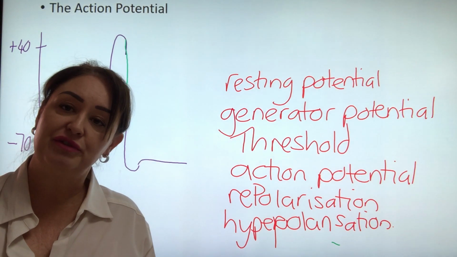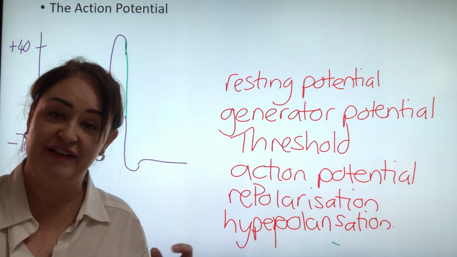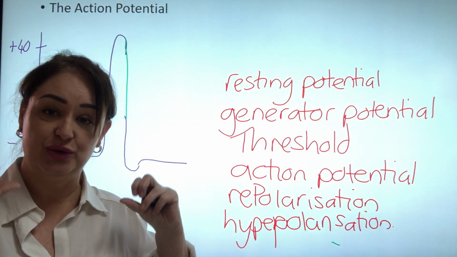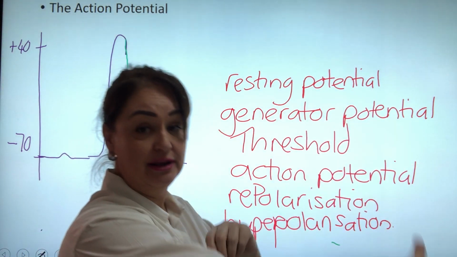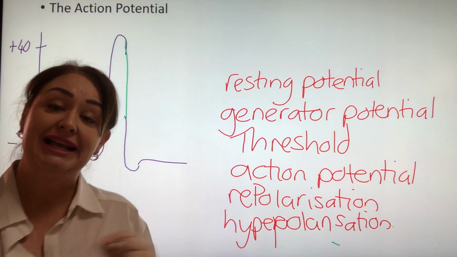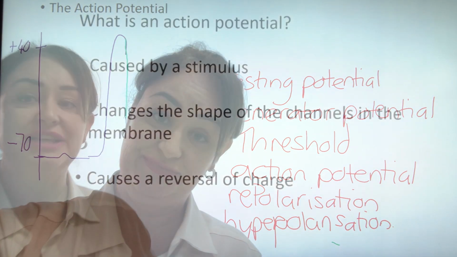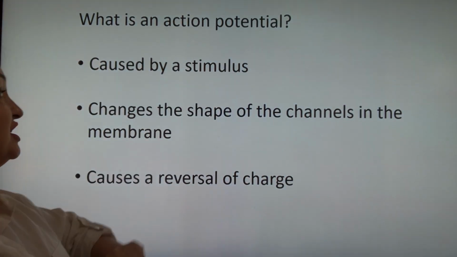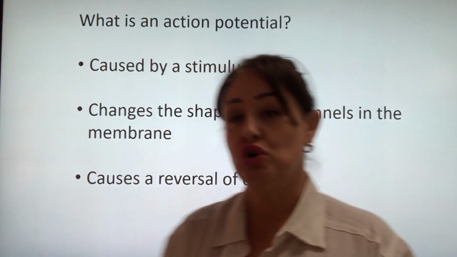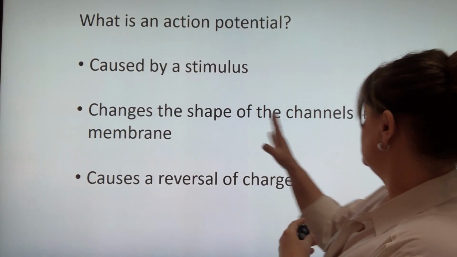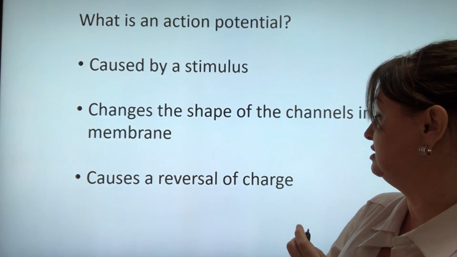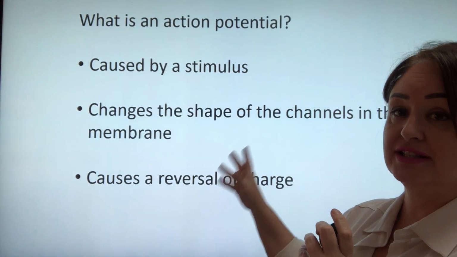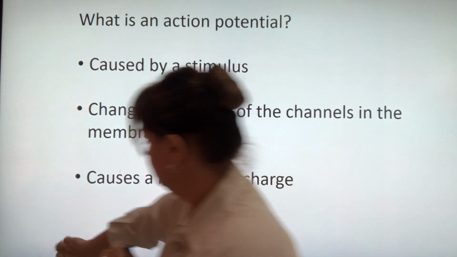I'm just going to take you through a flowchart of the whole event from beginning to end. This is the generation of a nerve impulse, and we come back to it in our following lesson. Okay, so just reminding ourselves, what is an action potential? Well, it's something that's caused by a stimulus. It changes the shape of channels in the membrane, namely sodium ion channels, and it causes a reversal of charge.